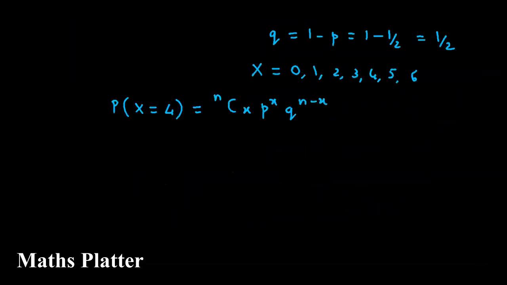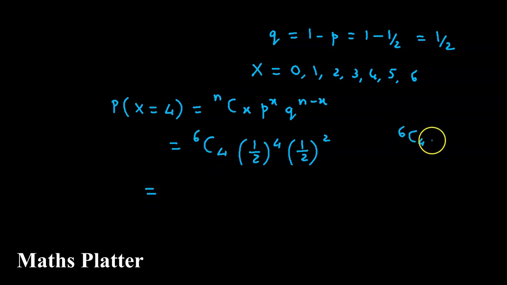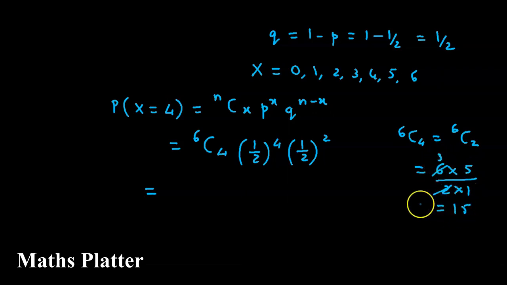ये सब वैल्यूज इसमें सब्स्टिट्यूट करते हैं. n है 6, तो 6C4, फिर आएगा p, p is half raised to 4, next is q, q raised to 6 minus 4, that is 2. अब 6C4 को हम रिप्लेस कर सकते हैं 6C2 से, और 6C2 को कैलकुलेट कर सकते हैं as 6 into 5 upon 2 into 1. ये 2 ज़ा, ये 3 ज़ा, तो ये वैल्यू हो जाती है 15.